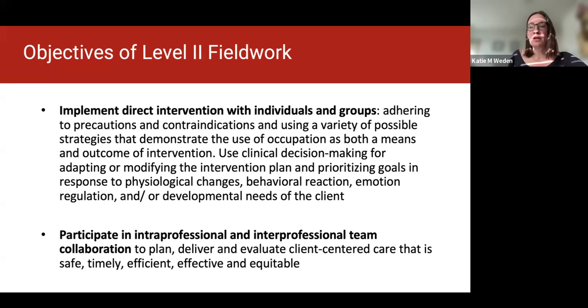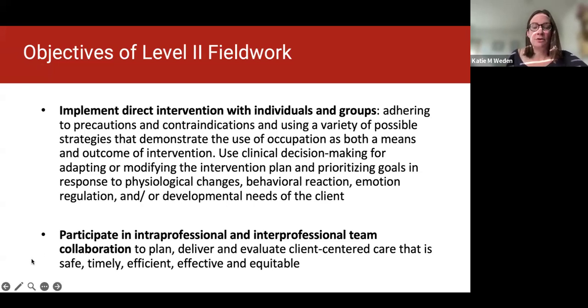They're going to be looking a little bit at also your therapeutic use of self, right? With that behavioral reaction, emotional regulation, etc. How are you able to respond to how the client is responding to your intervention? So you're looking at how you can help a client through the process.